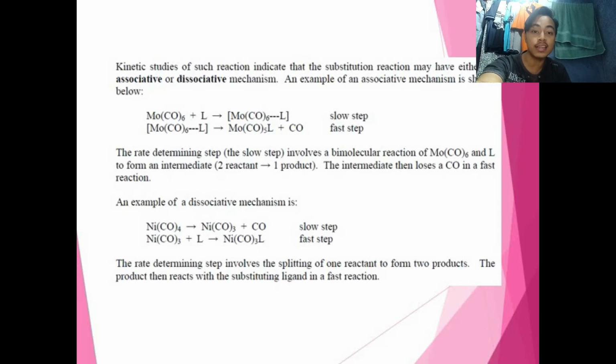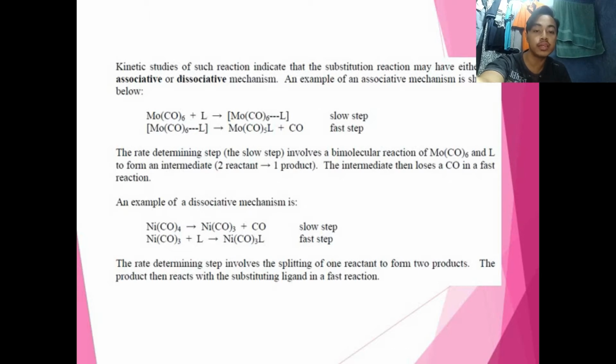The next slide is the kinetic studies of the reaction, which indicate that the substitution reaction may have either an associative or dissociative mechanism. First is the associative mechanism, in which the metal complex is added with a new ligand in the slow step, then one of the CO ligands is removed and replaced with the new ligand. That is the fast step. The rate-determining step, which is the slow step, involves a bimolecular reaction of the metal complex and the new ligand to form an intermediate.